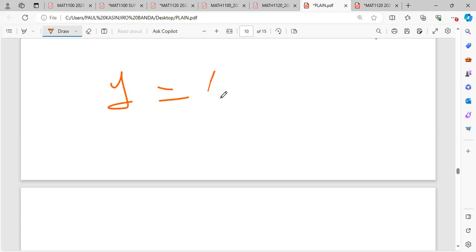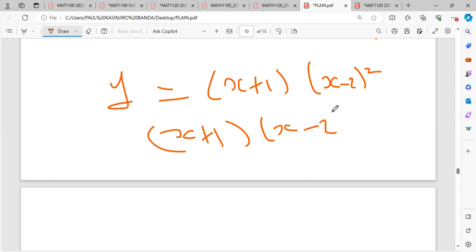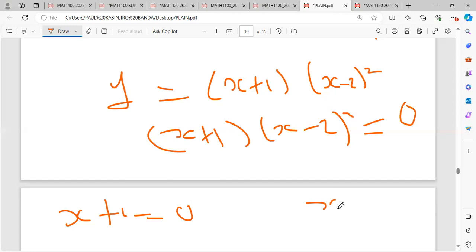So y is equal to, we had the x plus 1, okay? Then we had the square there, okay? So how do you find your y-intercept? Or how do you find your x-intercept? Guys, how do we find those? Okay, so for x-intercepts, we just simply equate whatever we have here to 0. Okay, so it will be x plus 1, x minus 2 squared is equal to 0. Okay, then from there we are just going to get x plus 1 is equal to 0. Then on the other side, x minus 2 is equal to 0.